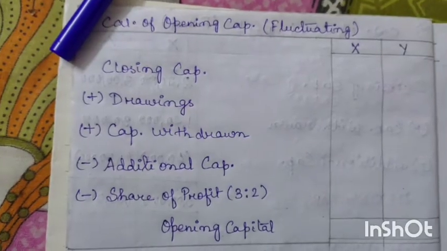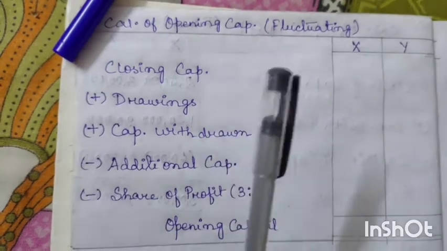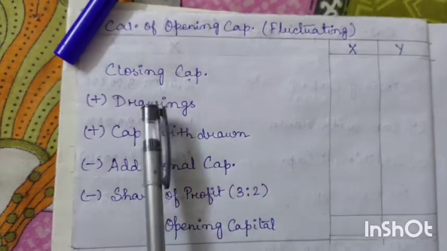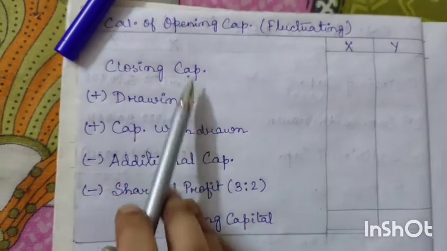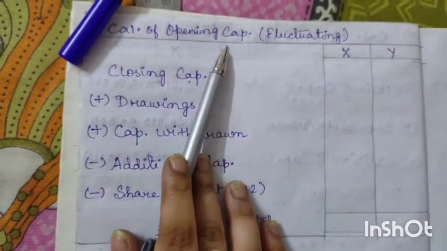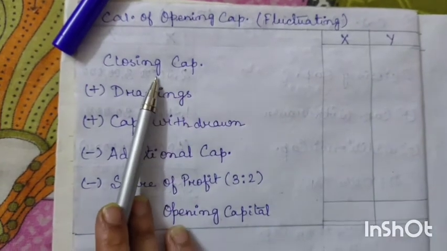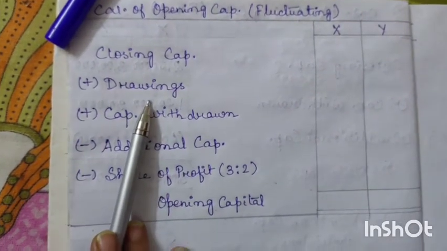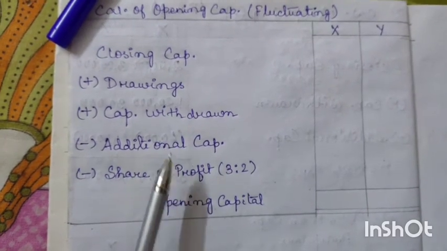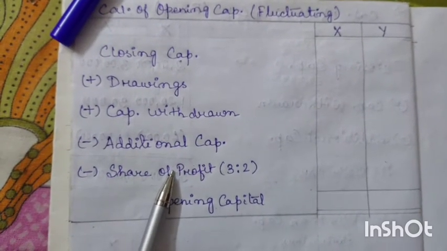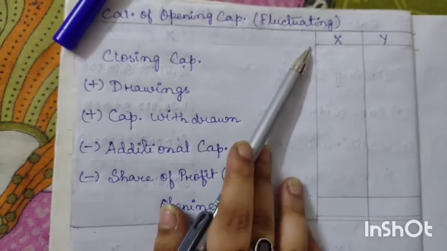Now as I told you, in case of fluctuating capital, only the capital will change. Why? Because there is a difference in the formula. See, what is the formula under fluctuating capital? What is the formula for calculation of opening capital? Closing capital plus drawings plus capital withdrawn minus additional capital minus share of profit. So this is the formula under fluctuating capital.